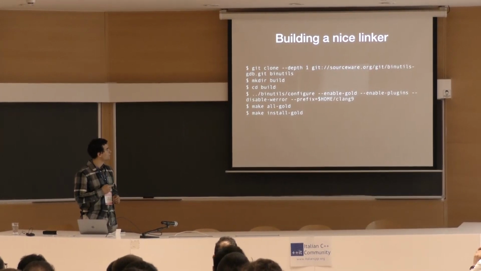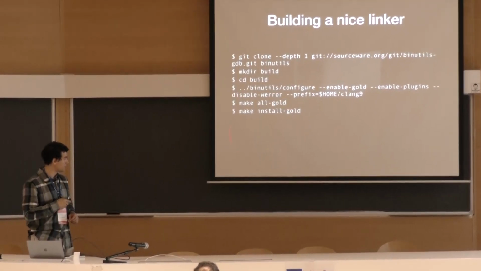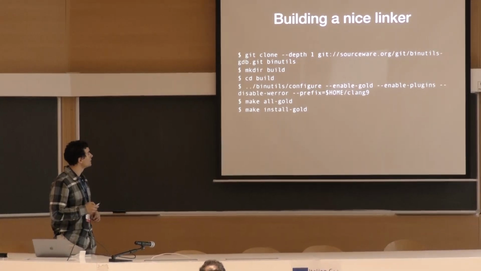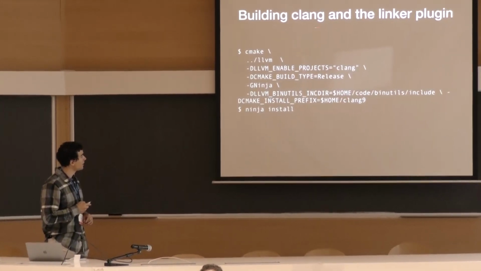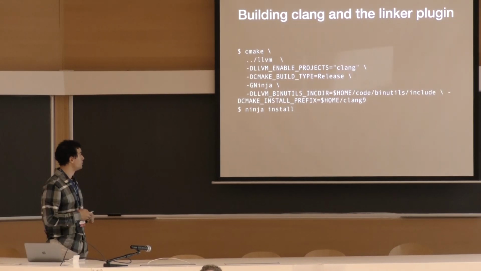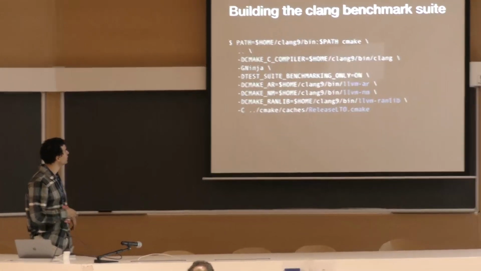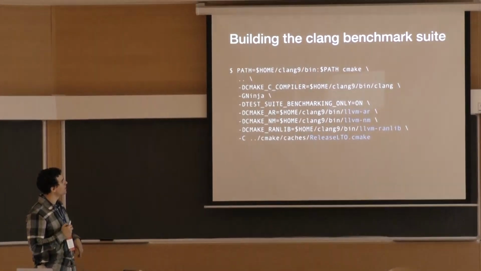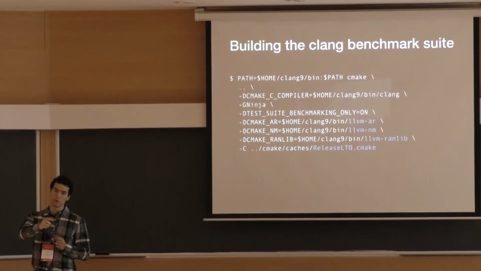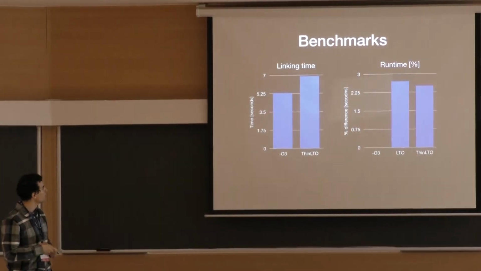You need to build a new, nicer linker, basically gold, with plugin support, because most Ubuntu distributions don't have it, and it's super slow, doesn't really work. Once you build the linker, you want to build Clang, and you also want to build the linker plugin that's used for LTO, which is not part of the default distribution. You pass it the include directories to binutils, so you can actually build it. And now you can build the Clang benchmark suite, which is pretty nice because it has some small benchmarks, some large benchmarks, some simulations of large applications. And then you can basically run it.